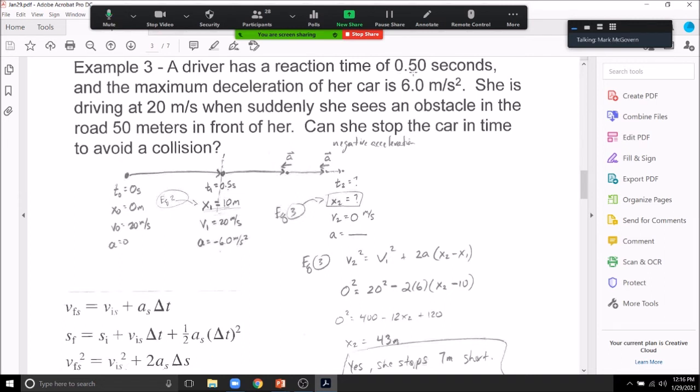Well, what if it was a full second? That would mean the initial position was 20 when you started to brake, and that means you're going to end up at 53. And that's not good because you hit the obstacle.